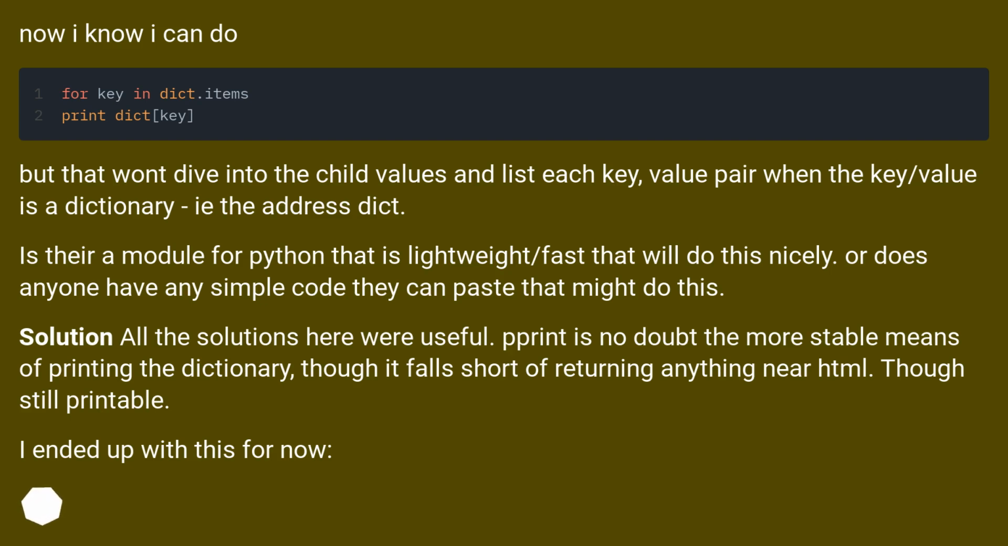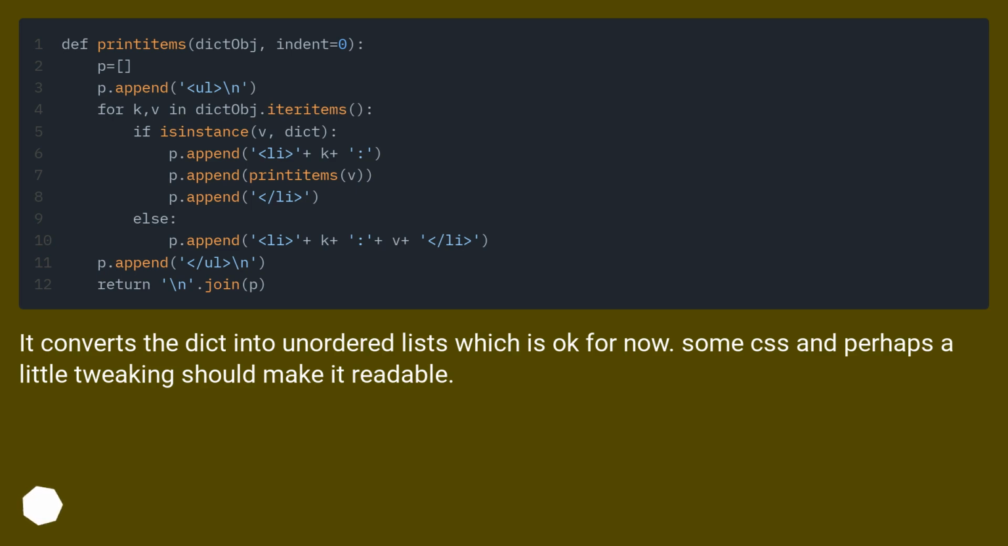Solution. All the solutions here were useful. pprint is no doubt the more stable means of printing the dictionary, though it falls short of returning anything near HTML. Though still printable. I ended up with this for now. It converts the dict into unordered lists, which is okay for now. Some CSS and perhaps a little tweaking should make it readable.